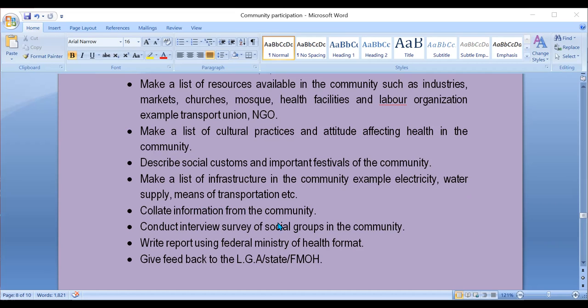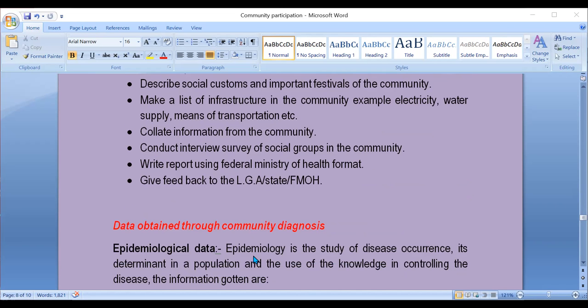Then you are going to collect information from the community. That is through surveys and questionnaires. Then you conduct interview surveys of social groups in the community, such as the youth, the age grade, and all of that. Then you write a report using Federal Ministry of Health format. Then give feedback to the local government, state, and Federal Ministry of Health.